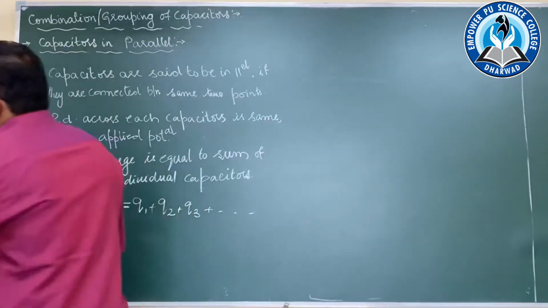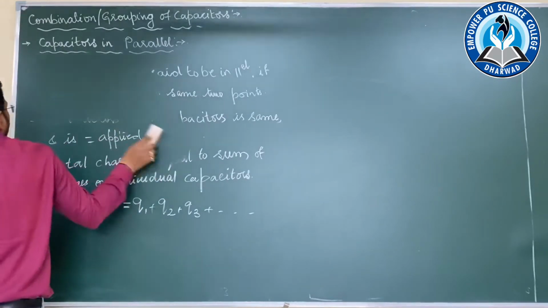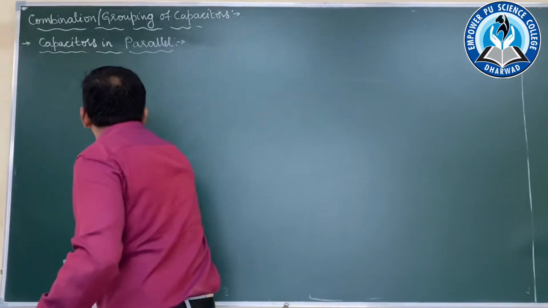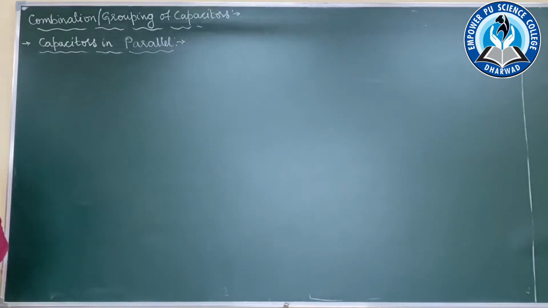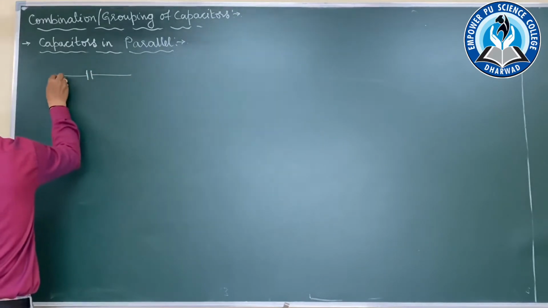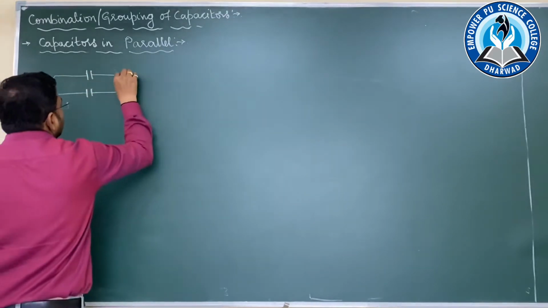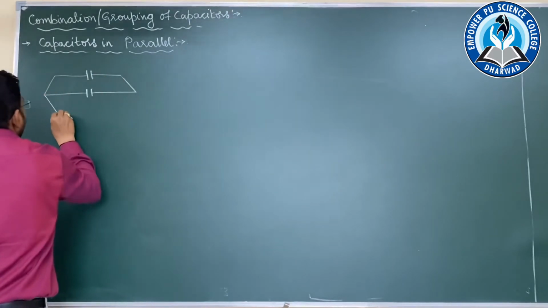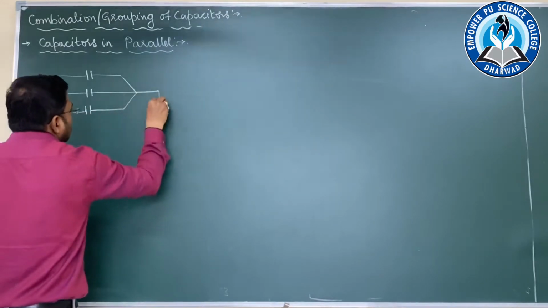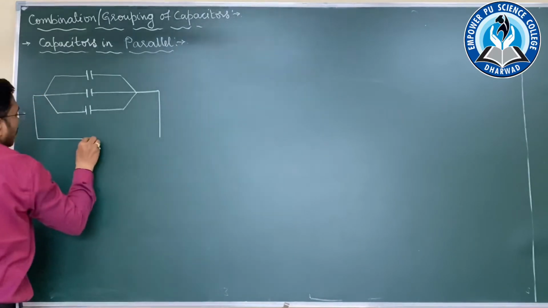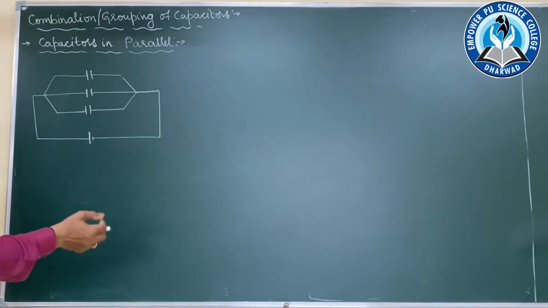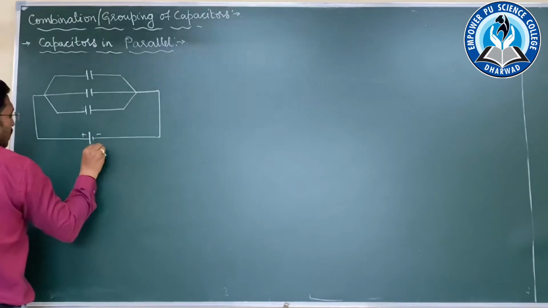We need to draw the diagram. So consider three capacitors C1, C2, C3 connected in parallel. If you want, you can connect a battery; if not, just expressing it that way is fine.